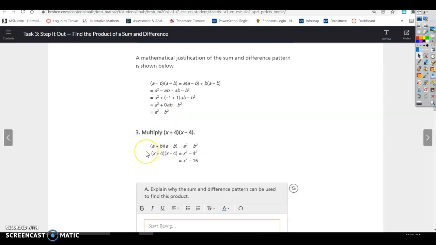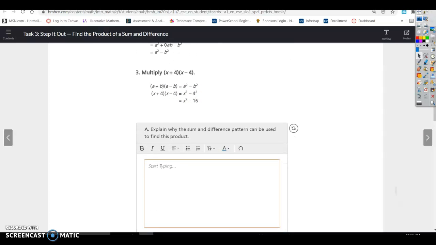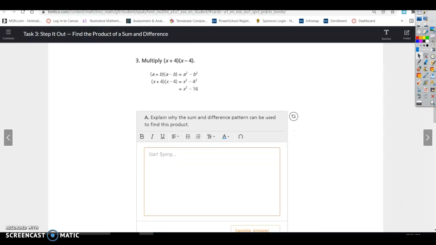So now we're going to do an example. It says multiply x plus 4 times x minus 4. Same binomial, different signs in the middle. You're going to square the first term and then square the second term. So it's going to be x squared minus 16. So you can kind of skip the middle step. You don't have to do distributive property if you recognize this is the same binomial, different sign.